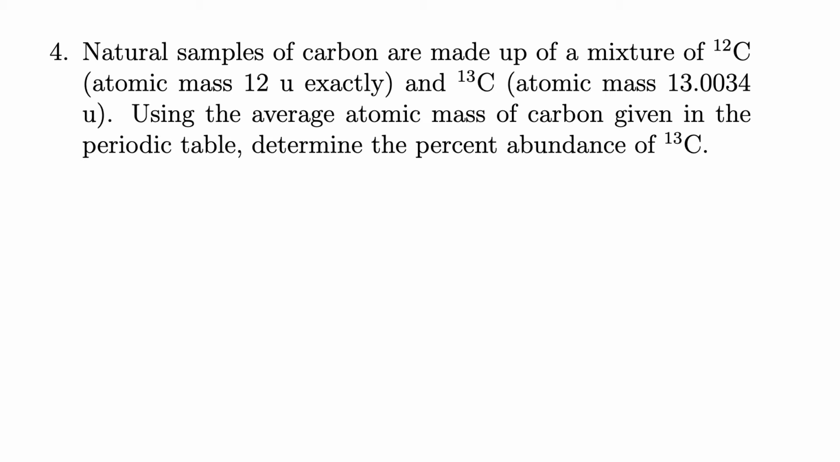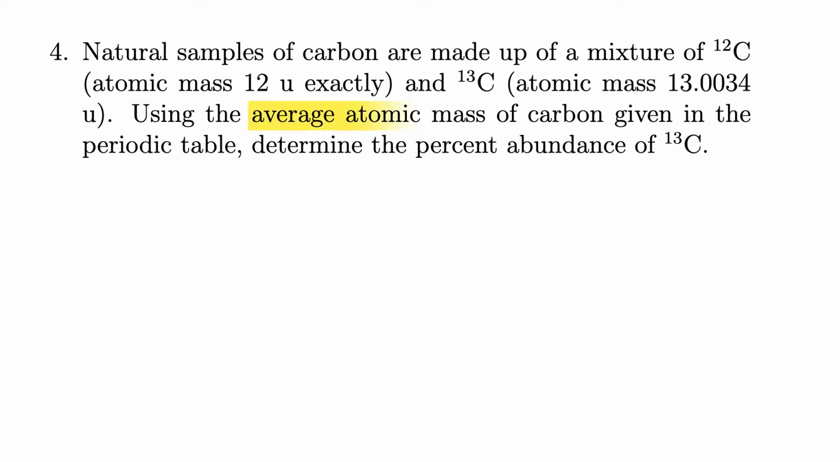Okay, so continuing to go through the problems from our midterm exam, question 4 tells us that natural samples of carbon are made up of a mixture of carbon-12 with an atomic mass of 12 units exactly, and carbon-13 with an atomic mass of 13.0034 units. And then using the average atomic mass of carbon given in the periodic table, we want to determine the percent abundance of carbon-13.